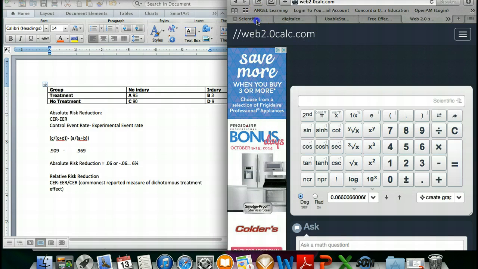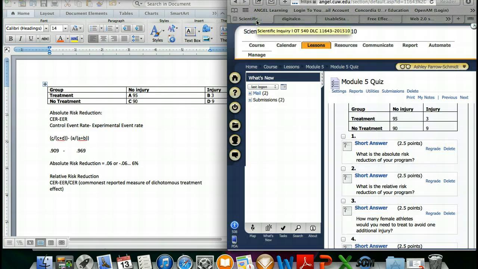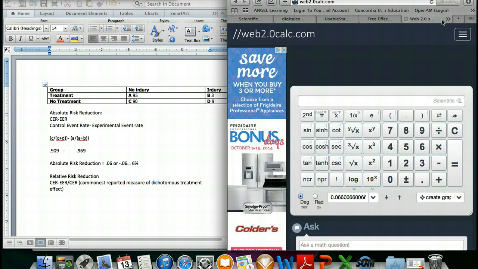Again, the question asks us, what is the absolute risk reduction of your program? Essentially, calculate the absolute risk reduction. So let's do that. As you can see, I already wrote the answers here, but let's walk through it. We need to know the control event rate. So we use C divided by C plus D. So we have 90 divided by 90 plus 9. That gets you 0.909, and I'm just rounding to the third number.